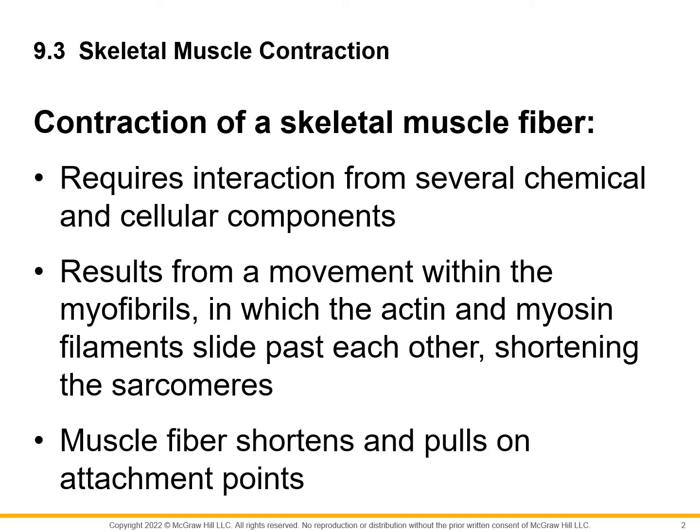The contraction of skeletal muscle fiber requires the interaction of several chemical and cellular components. It sounds all fancy. Basically, nerves are going to send a signal, and there are going to be chemical balances that change and ions that move and cause this muscle to contract. This results from a movement within the myofibrils in which the actin and myosin filaments slide against or past each other, shortening the sarcomeres. This is called the sliding filament model. Muscle fibers shorten and pull on the attachment point.